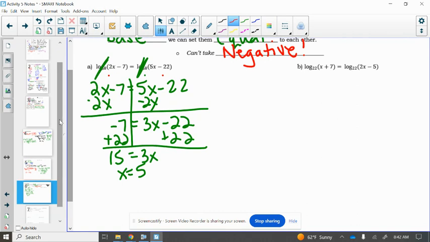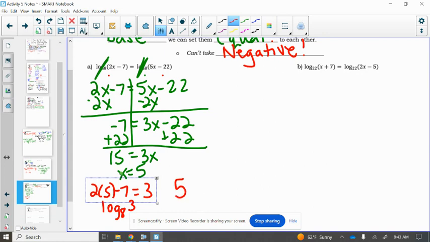So if I plug back in 2 times 5 minus 7, that is 3. So log base 8 of 3, a nice positive number, should work out on this problem. If we look over here and plug 5 into the left-hand side, we get 25 minus 22. That's a positive 3 as well. So again, log base 8 of 3 is going to be okay to take because it's not a negative number. So 5 does indeed work out as our number.